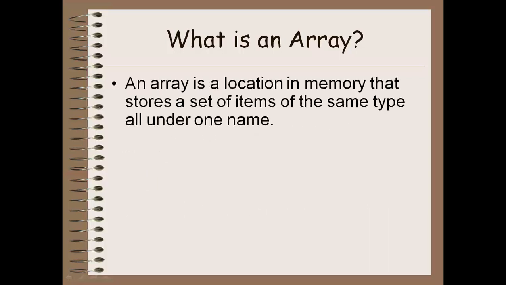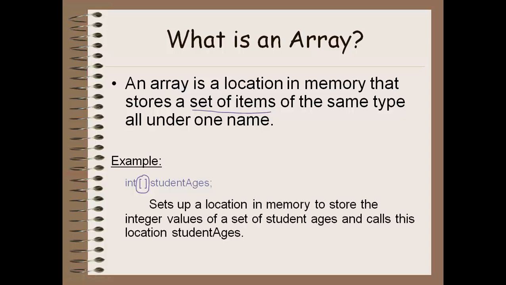Well, an array is essentially the same thing. It's a location in our computer's memory, but instead of storing an individual integer value, it's going to store a set of items of the same type all under one name. So again, for example here, this time I'm going to have an integer array, and that's represented by these square brackets that tell me I have an array. And what this is going to do is set up a location of memory just like my regular variable, but this time instead of storing one age, I'm going to store a whole set of data in a location that I've called student ages.